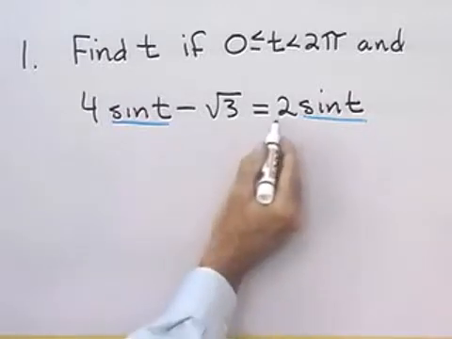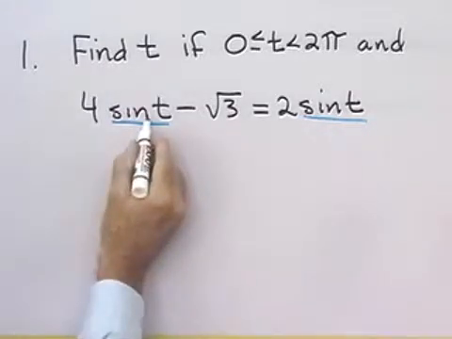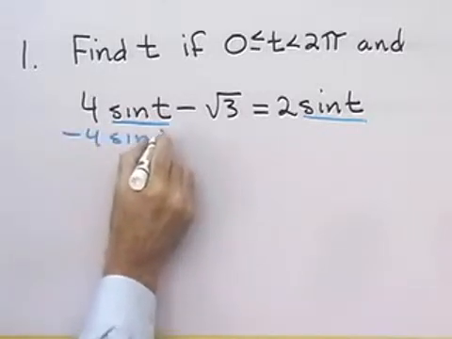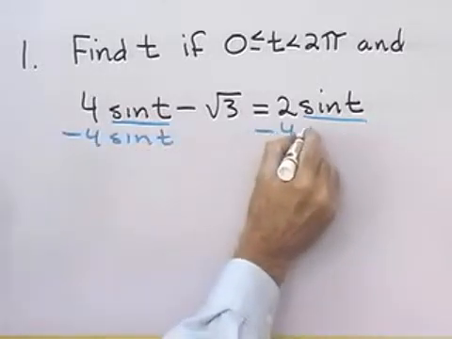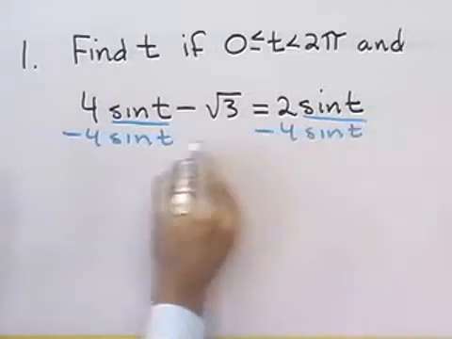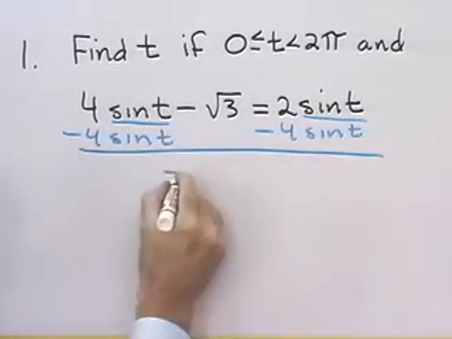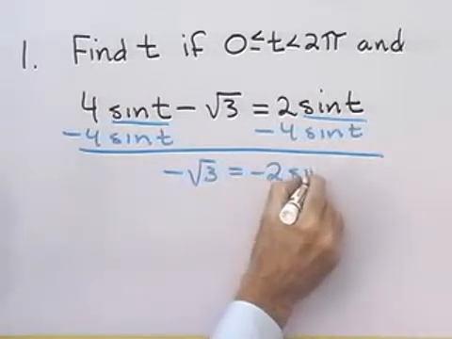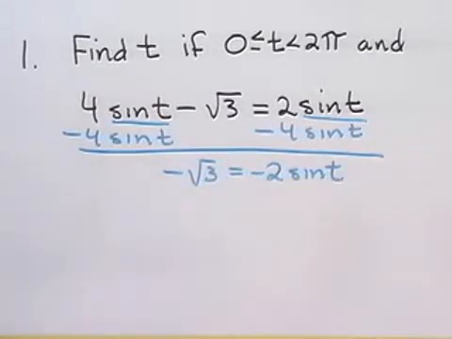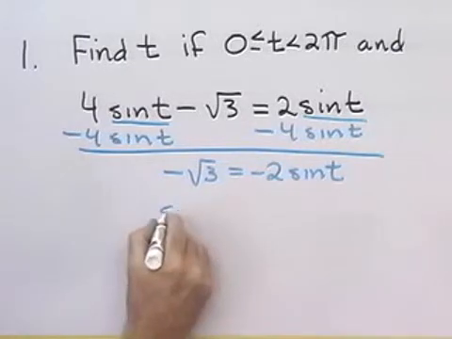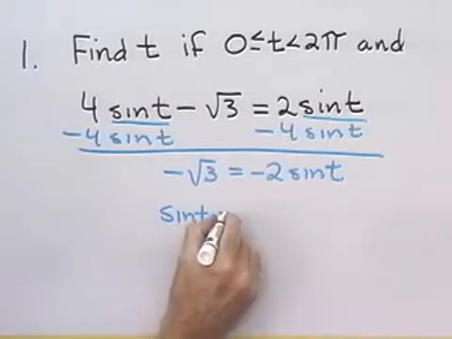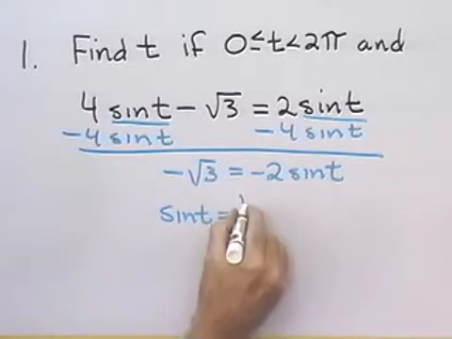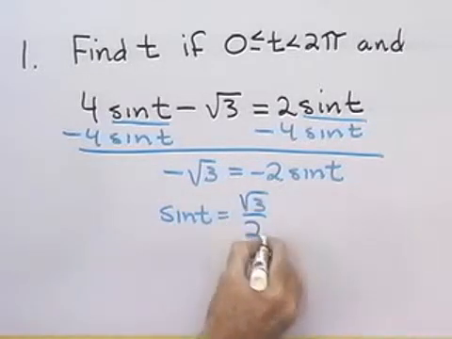So I'm going to start here by adding negative 4 sine t to both sides. So I'll add that to this side and also to this side. That's just my addition property of equality. I end up with negative square root 3 is equal to negative 2 sine t. I solve this for sine t, and I end up with sine t is equal to negative square root 3 divided by negative 2, which is square root 3 over 2.